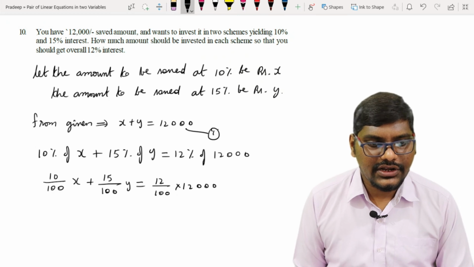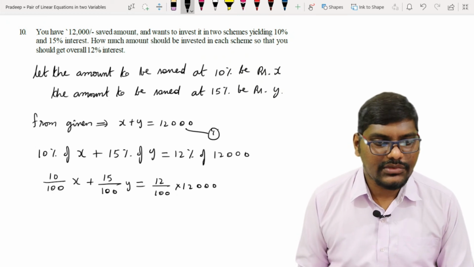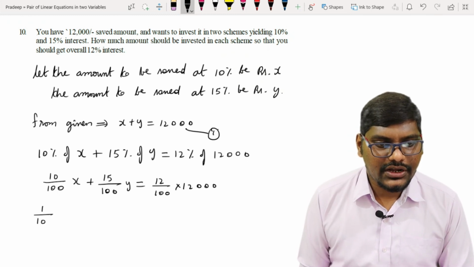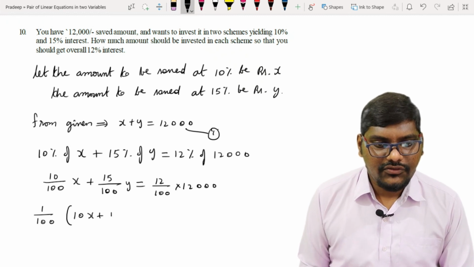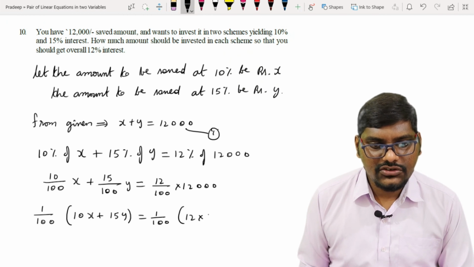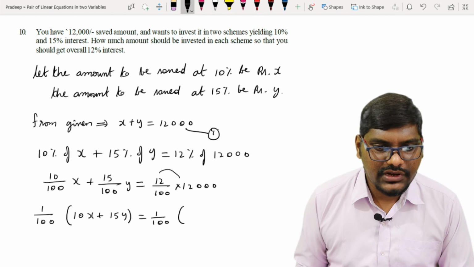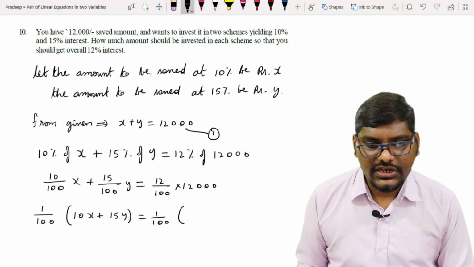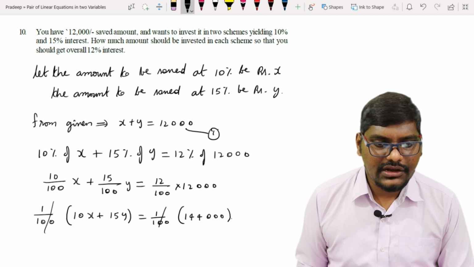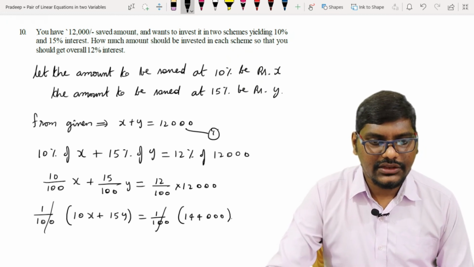We can write this as 10 by 100, 15 by 100, 12 by 100. We can take 1 by 100 common, so we'll get 10x plus 15y. Here also 1 by 100 common, so only 12 into 12,000 we multiply. 12 into 12 is how much? It is 144. The zeros will come as the same. So now this 1 by 100 can be cancelled, and we write the remaining things.